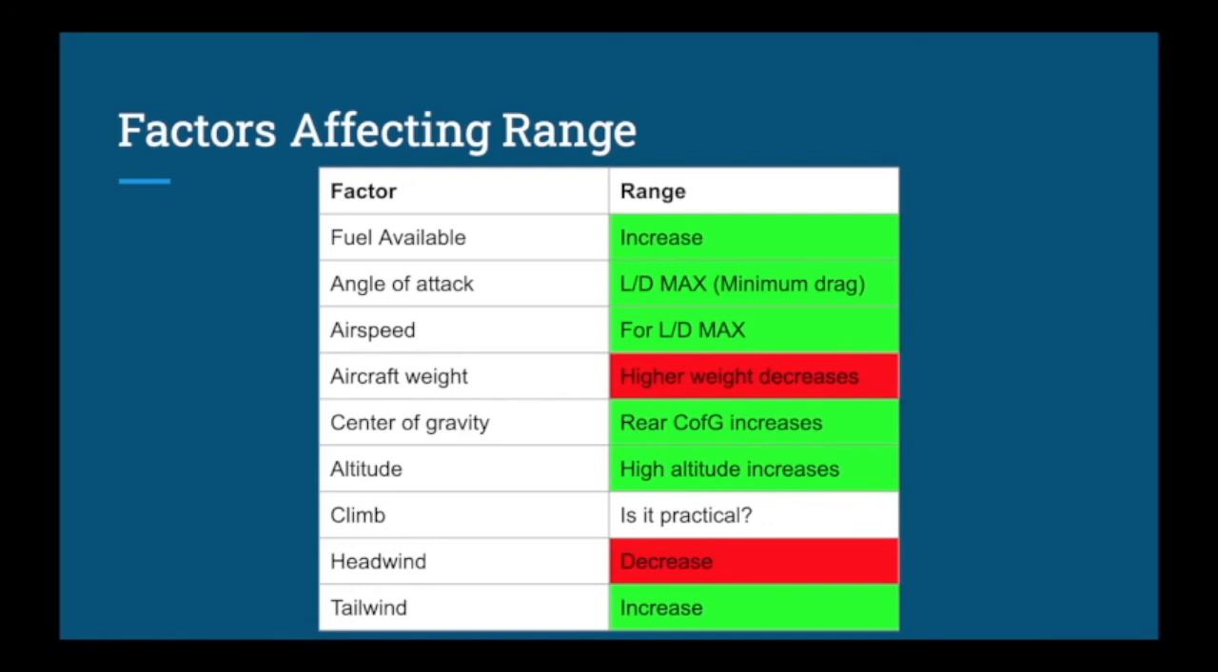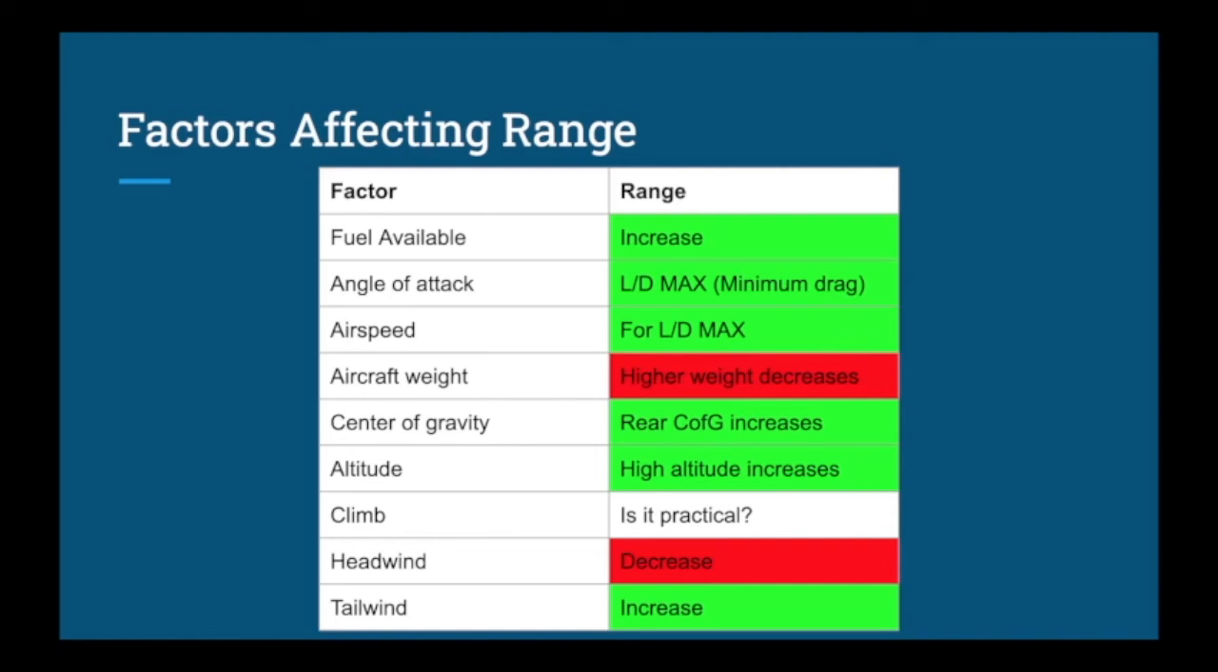Lots of different factors affect our range. Obviously the fuel: the more fuel, the further we can go. The angle of attack is going to affect the range. We want to be at L over D max, or minimum drag. The airspeed, same thing. The aircraft weight: the heavier you are, the more reduced our range, because we need more lift and therefore more drag.